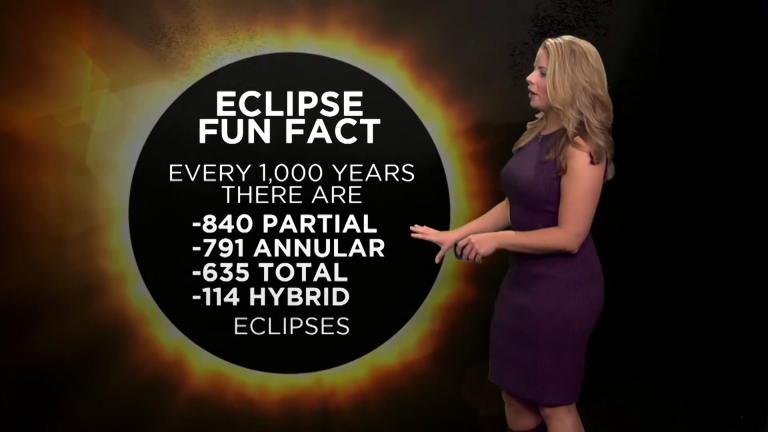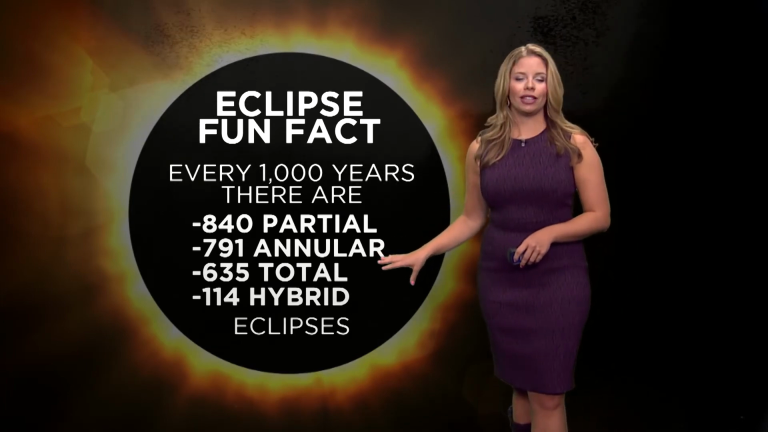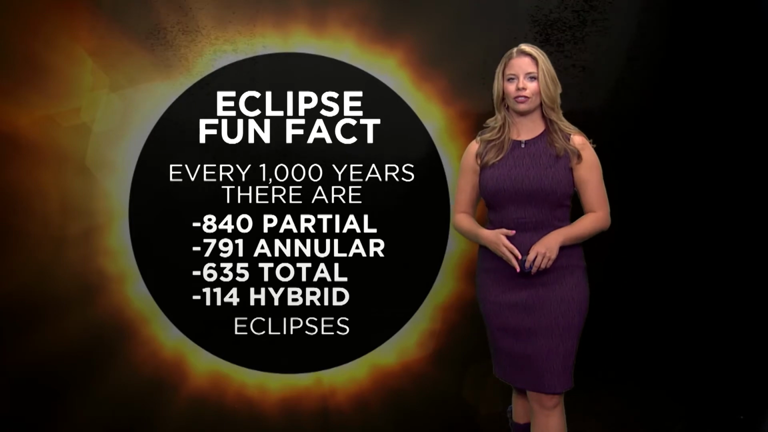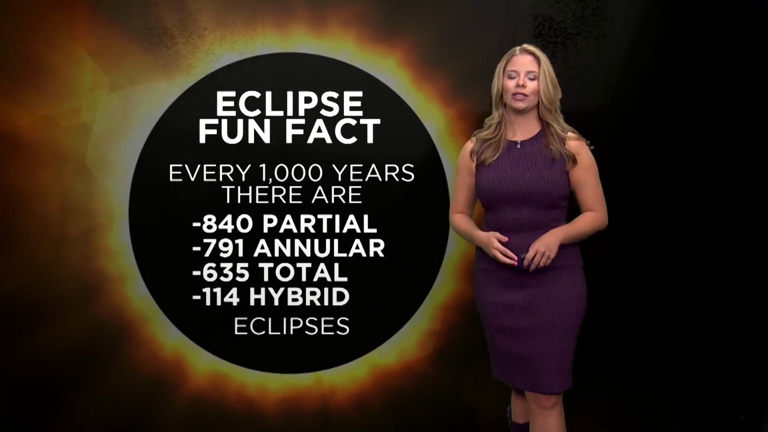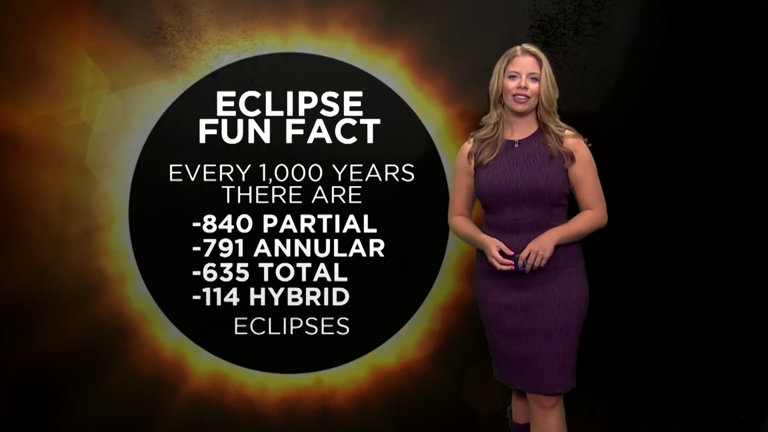So that's breaking down the different types of eclipses that you can see from the Earth's surface. Again, just 6 days away from a total solar eclipse in the United States.